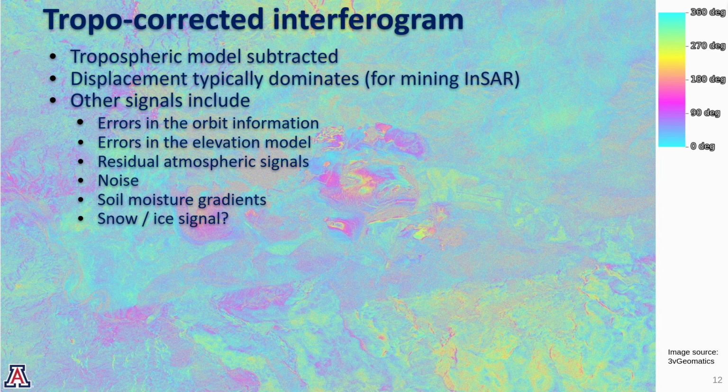What else is here? Well, the elevation model is not perfect, so we can expect some residual effects where the elevation model does not agree with reality. There will also be residual atmospheric effects. Sometimes soil moisture gradients can cause a phase difference. Here, changes in soil moisture over time change the dielectric properties of the ground, and therefore the reflectivity of the signal. At some sites, snow and ice will be an issue, and we'll talk about that later. Finally, some noise is unavoidable. More on that later also.